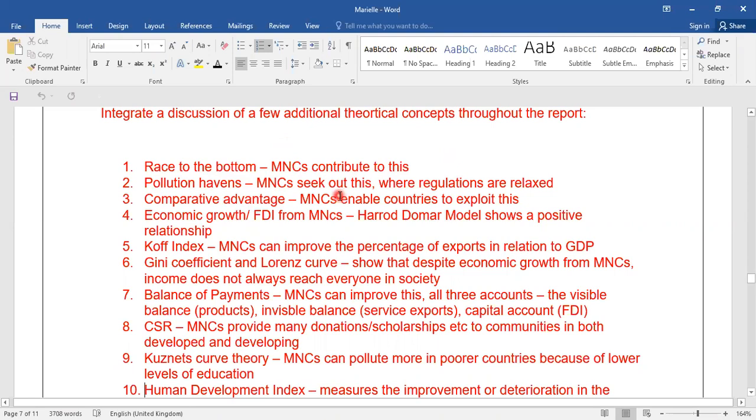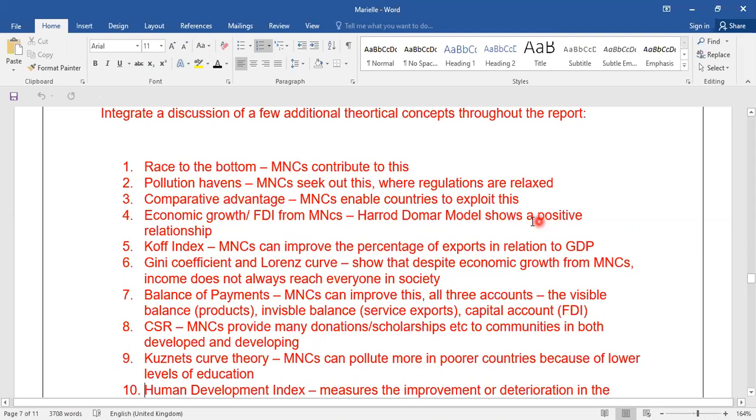Pollution havens. Many of you have been discussing situations where MNCs have exploited poorer countries in China, in Brazil, etc. This is an opportunity to discuss pollution havens. Many of you have discussed MNCs contributing to sectors, the auto sector, the agriculture sector, etc. This means that MNCs have enabled countries to exploit their area of comparative advantage. Another theory for you to discuss. Many of you have discussed FDI and economic growth. The Harrod-Domar model talks about a positive relationship. Another opportunity to discuss theory.